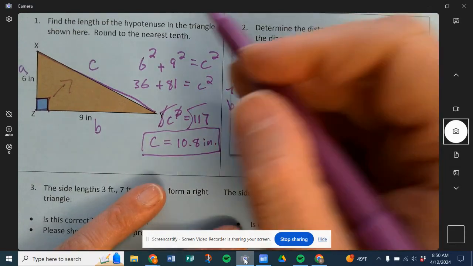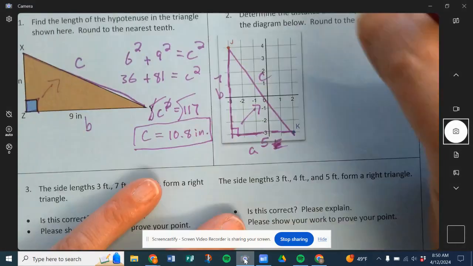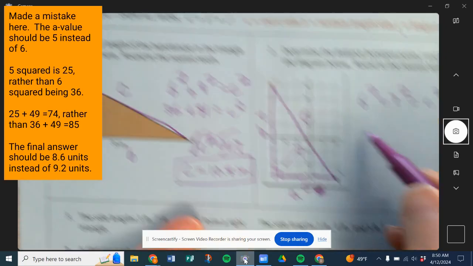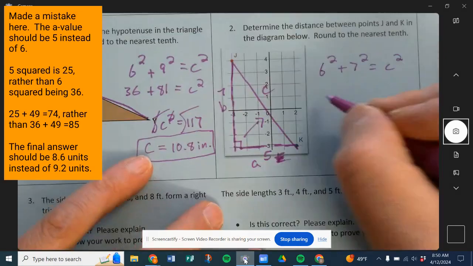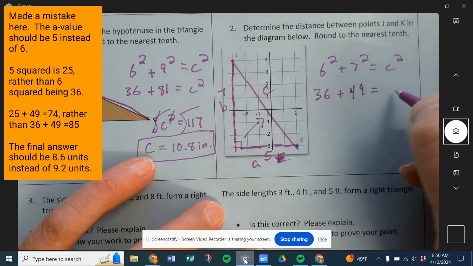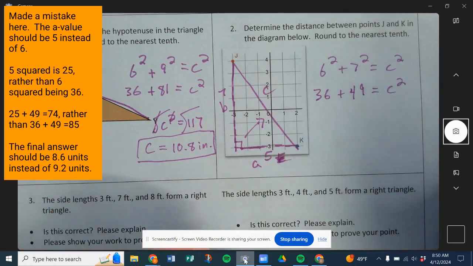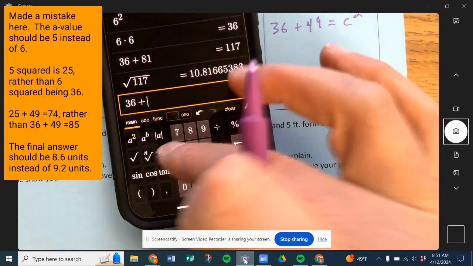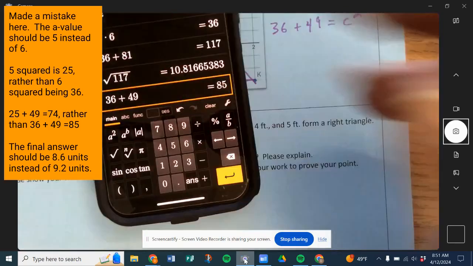So when I put it into the Pythagorean theorem, it's going to be 6 squared plus 7 squared equals C squared. Well, I already know that 6 squared is 36, so I don't have to do that math again. 7 times 7 is 49, not 14. Then again, just add these together, right? Use the calculator. 36 plus 49 gets you to 85.